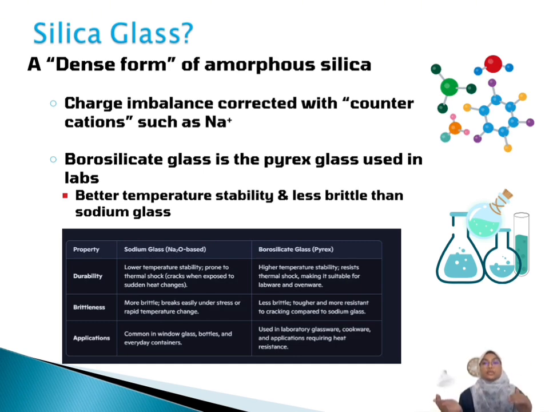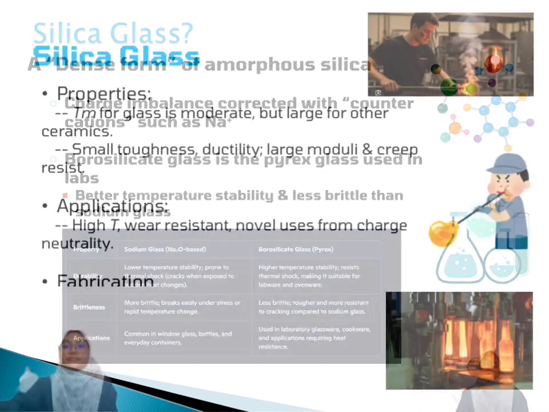Sodium glass has lower durability, is more brittle and is common in windows, bottles and others. Borosilicate glass has higher durability, is less brittle and is used in labs and ovens. This difference explains why Pyrex doesn't crack when you pour boiling water, but a normal glass might.